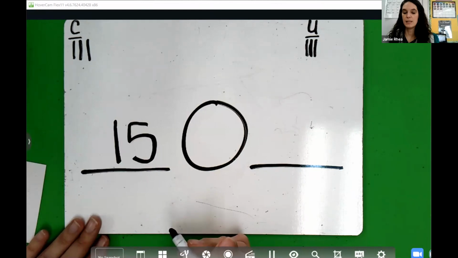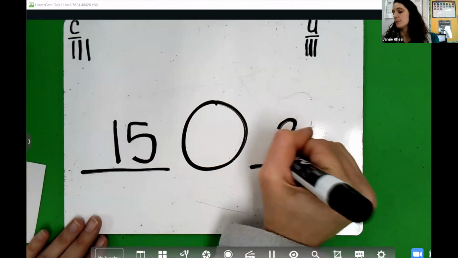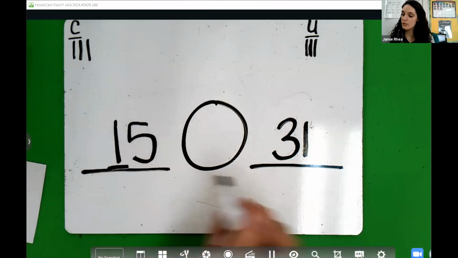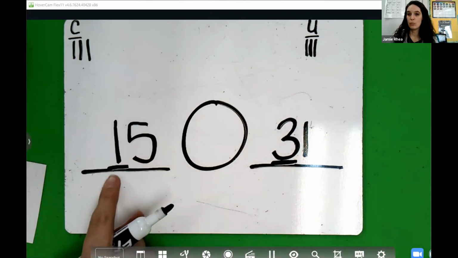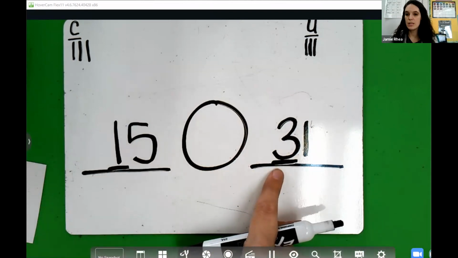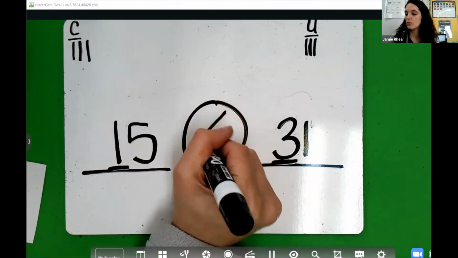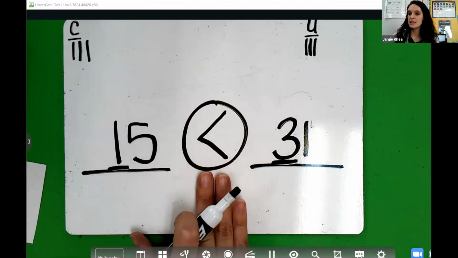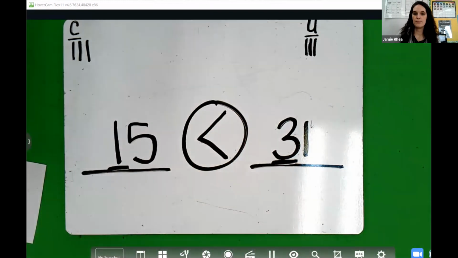Our number is 31. Okay. Now, I'm not going to draw it out this time, but if you need to draw it out, please do. I am going to look in my tens place first. I have 1 ten here and 3 tens here. Which one has more? My 3 tens. So that tells me that I need to make my symbol go that way, and I would read it as 15 is less than 31.